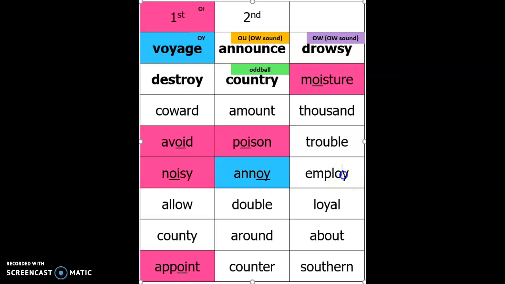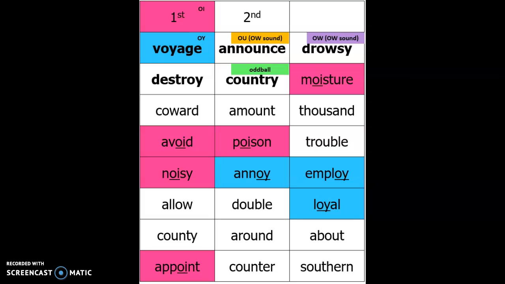If you employ somebody, you are giving them a job. Employ. Oi sound with O-Y. The next word we can put in this other category of oi with O-Y is loyal. If you are a loyal friend, oi, you are good at keeping secret information. You are kind and caring, you are loyal to the friendship. So those are our oi sounds.